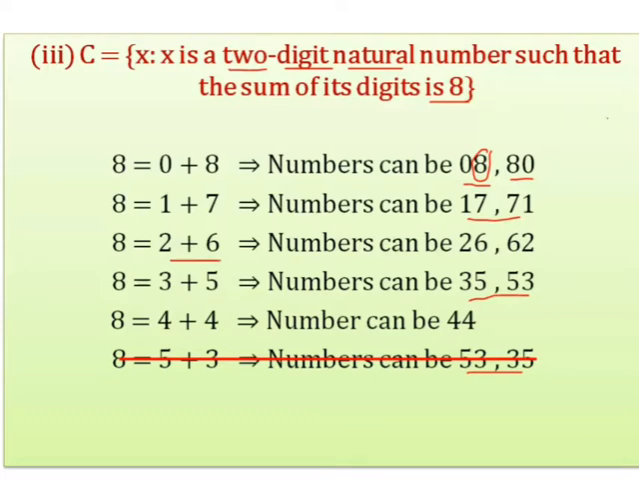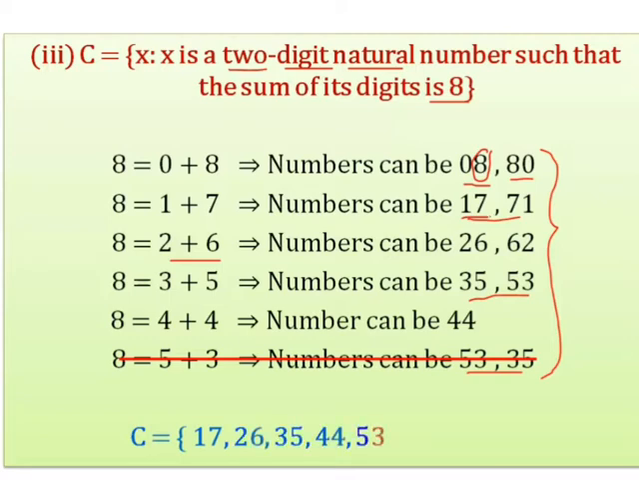Now we are going to write down all the numbers we have found. I'm going to write from the smaller number in ascending order. So set C is equal to 17, 26, 35, 44, 53, 62, 71 and 80.